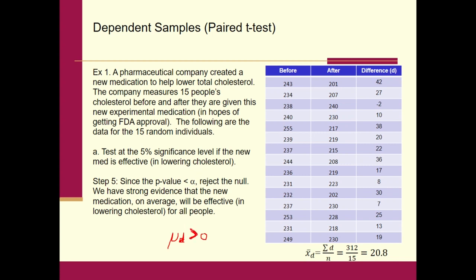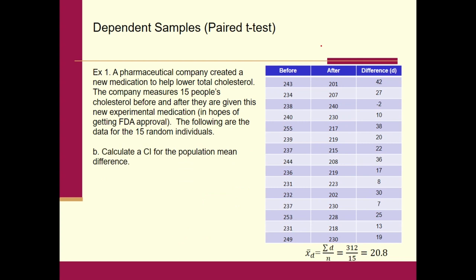So there's our hypothesis test. If you have any questions, let me know. But we're going to move on to confidence intervals. Excuse me about that. We're going to create a confidence interval for the population mean difference, so a confidence interval for mu sub d.